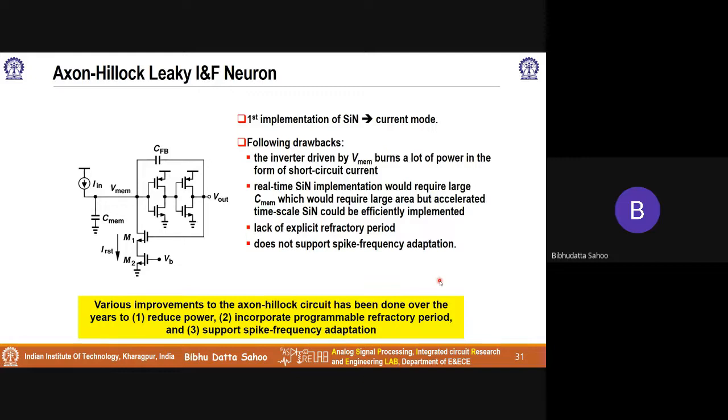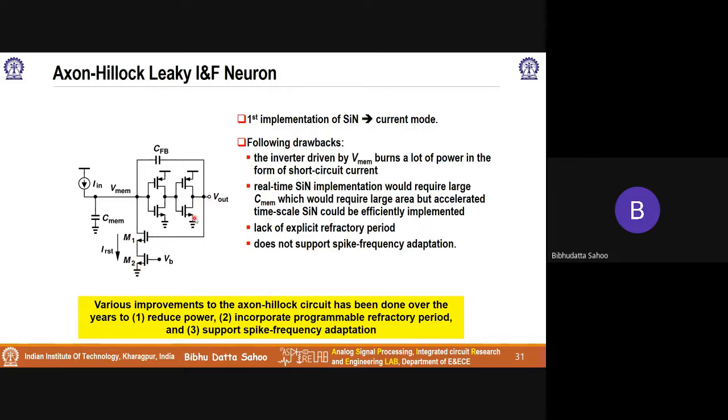So this was one of the oldest neurons, proposed by Carver Mead, called the axon hillock, in 1974 or 75, I don't remember exactly, from Caltech. What happens is that you realize an integration operation, and then when the output toggles high, you discharge this.